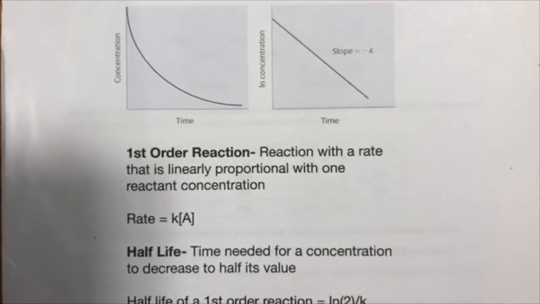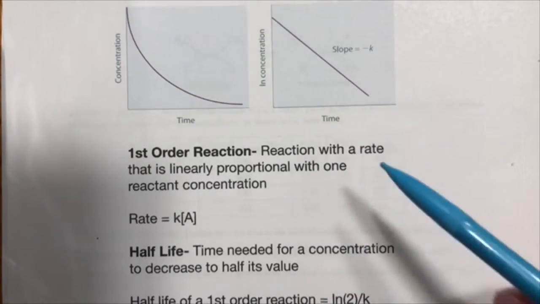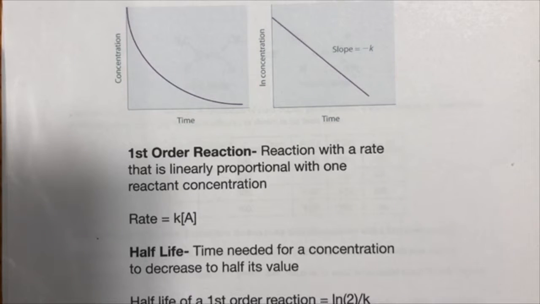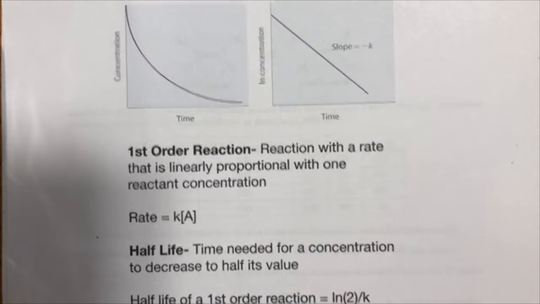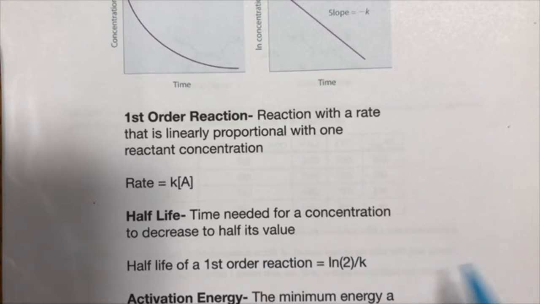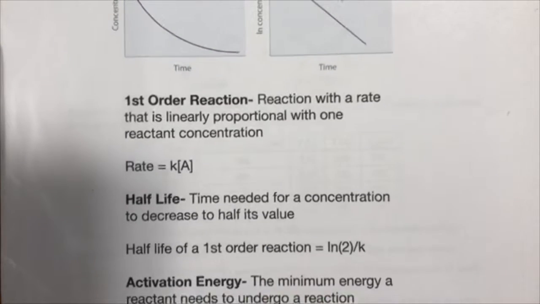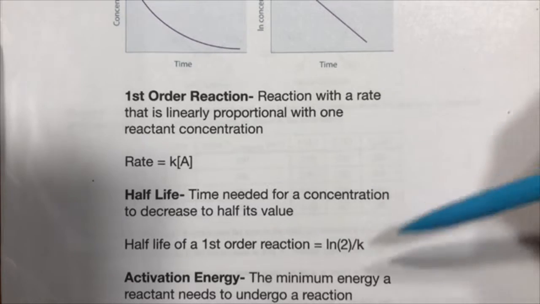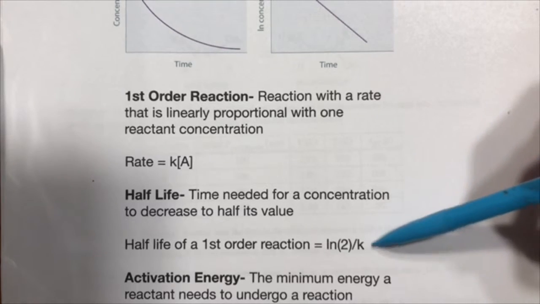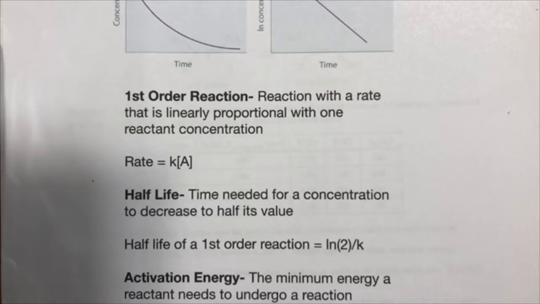So first, we have to understand what a first-order reaction is, and that's a reaction with a rate that is linearly proportional to one reactant concentration. So that means it's going to follow the equation rate equals a rate constant times the concentration. And then the half-life is the time needed for a concentration to decrease to half its value. So for a first-order reaction, the half-life is going to be the natural log of 2 over k. And putting these two facts together, we know that the half-life of a first-order reaction does not depend on the concentration of the reactants, only on the rate constant. And the rate constant will change with temperature.